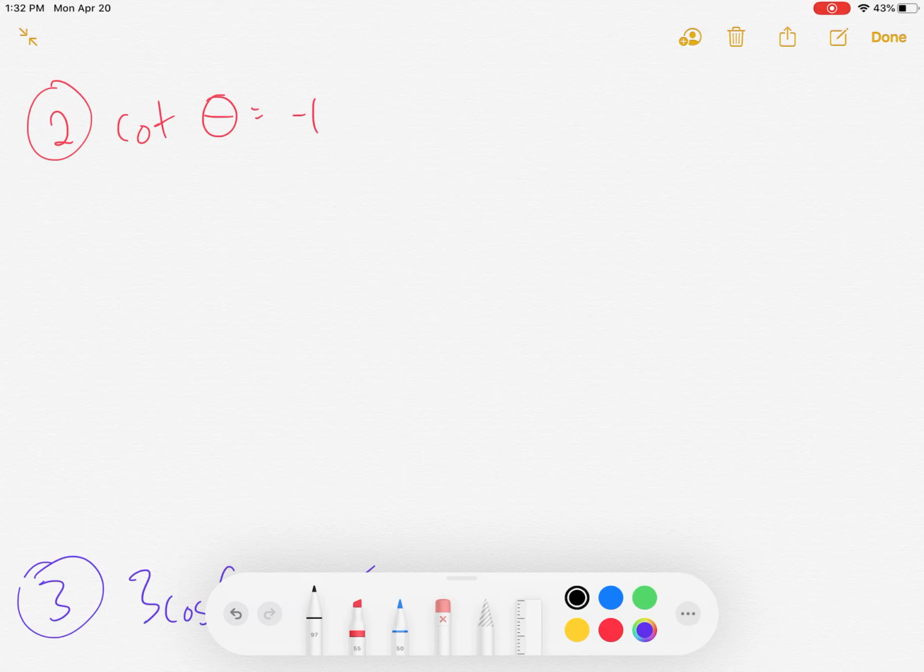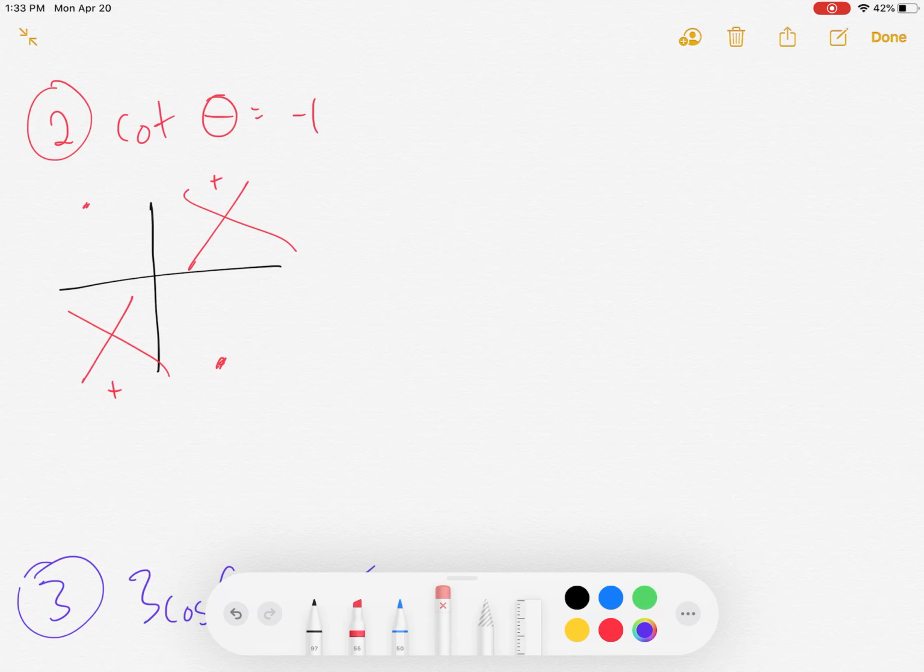Now, on to the next one. So now we are looking for the cotangent of theta is -1. Okay, well, first of all, where is cotangent negative? Well, cotangent is negative in this quadrant and this quadrant. That means I don't care about quadrant 1 or quadrant 3. Why don't I care about those? Because in quadrant 1 and quadrant 3, cotangent is positive, and I only want a negative answer right now.